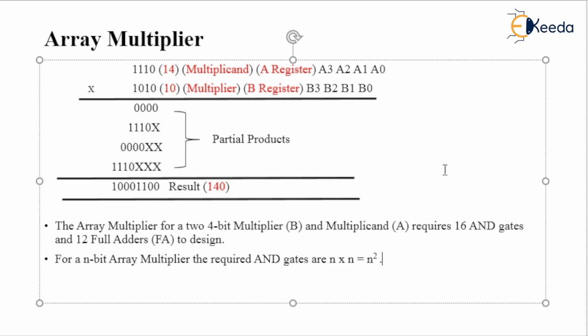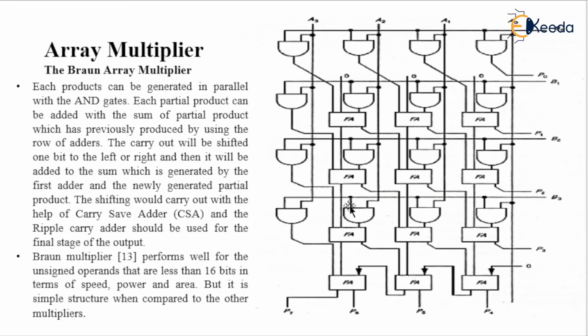So 16 AND gates are required to design this 4-bit array multiplier. This is our resultant 4-bit array multiplier, and this schematic circuit is also called the Braun array multiplier.